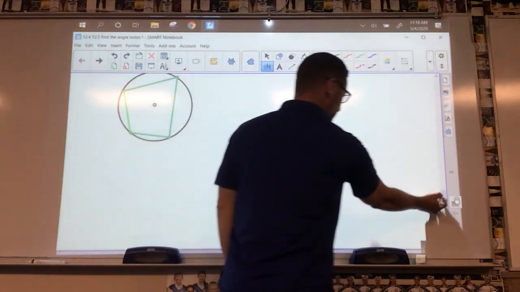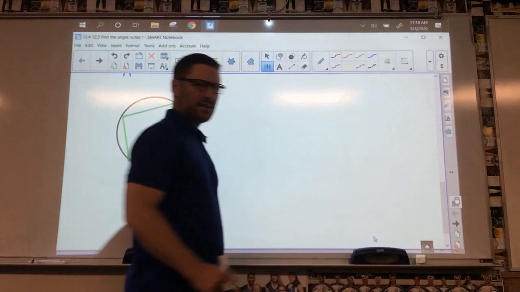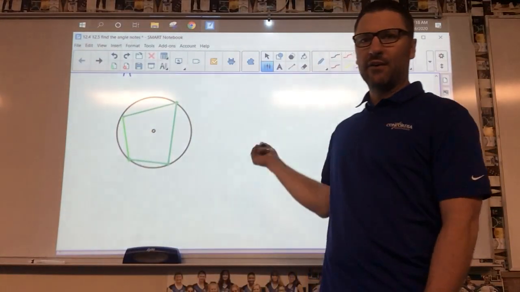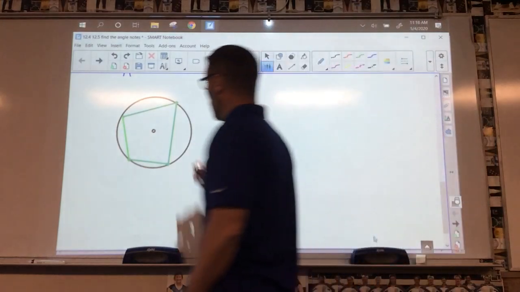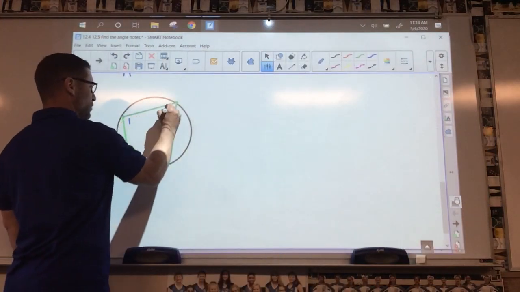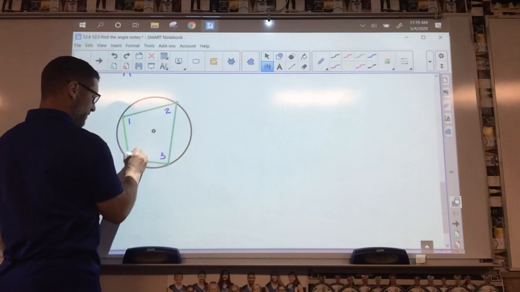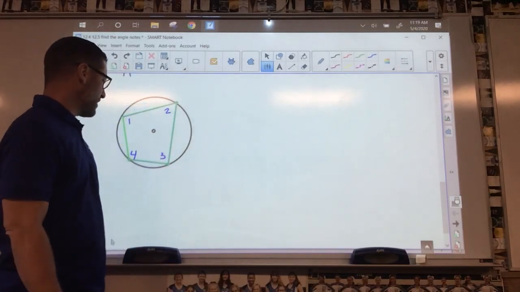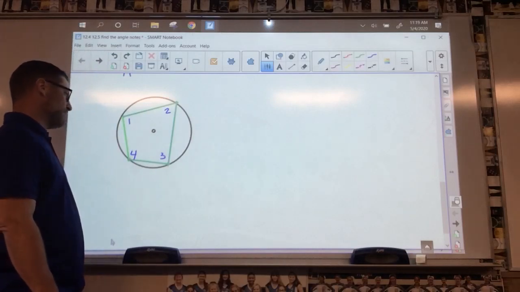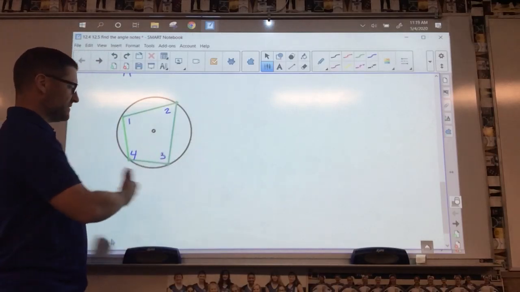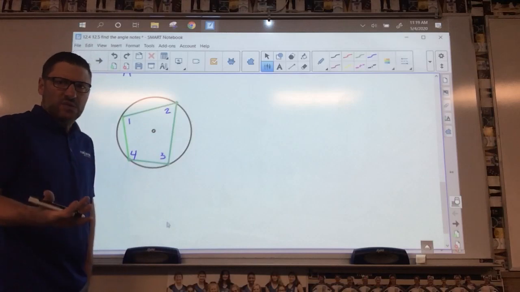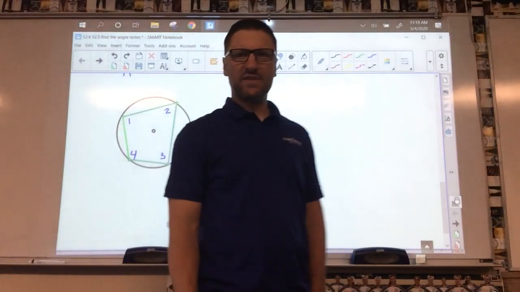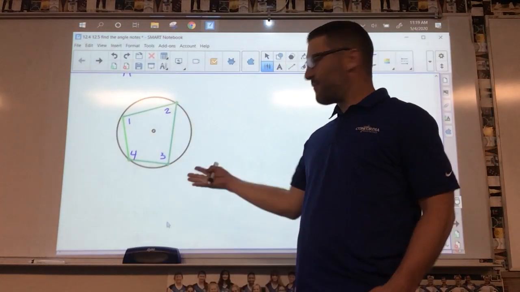And the last one's kind of a unique one. It's a little bit different. The rule is this: if you can inscribe a quadrilateral in a circle, and I'm going to put some angles in here, 1, 2, 3, 4, then those angles have to add up to 360.